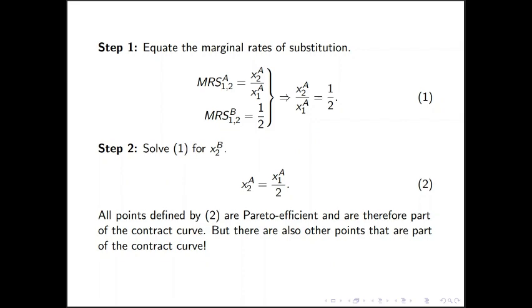To solve the model, step 1 is to equate the marginal rates of substitution. This gives us equation 1, and we can then solve equation 1 for x2a. It says x2b here, I'm sorry, that's a typo. We solve equation 1 for x2a. This gives us equation 2. And this defines points that are Pareto efficient and are therefore part of the contract curve. But there will also be other points that are part of the contract curve, as we shall see.